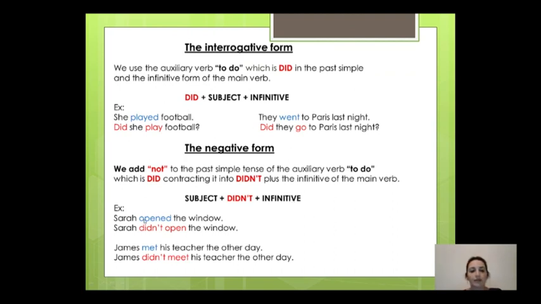For example, Sarah opened the window. Again, the regular verb. Sarah, which is the subject, didn't open, which is the infinitive. Or, when we talk about irregular verbs, such as met: James met his teacher the other day. James, the subject, didn't, and again we have to go back to the first column, meet his teacher the other day.